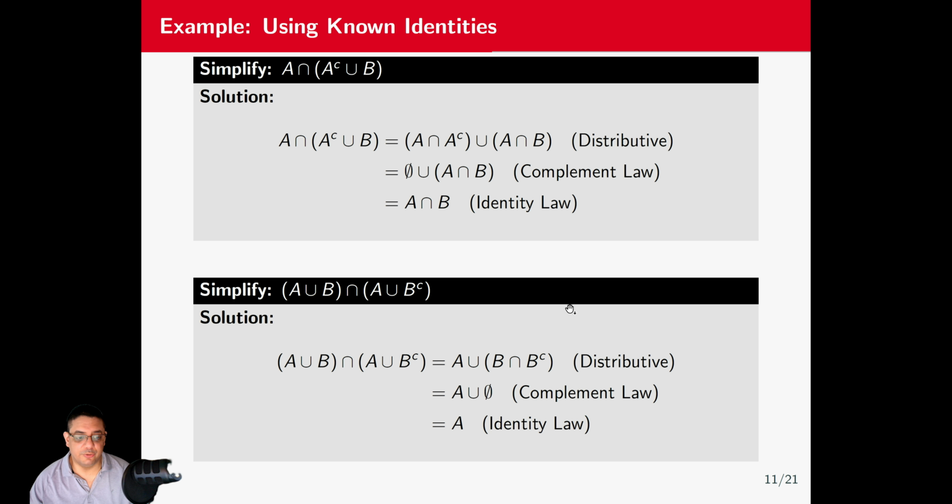Now, we can also do something like simplify (A ∪ B) ∩ (A ∪ B'). Here we want to go backwards in the distribution. Notice this is (A ∪ B) ∩ (A ∪ B'), so I can just make it A ∪ (B ∩ B'). But once again, B ∩ B' is just going to be the empty set. And this is A ∪ empty, which is going to give me A. So this is the identity law.